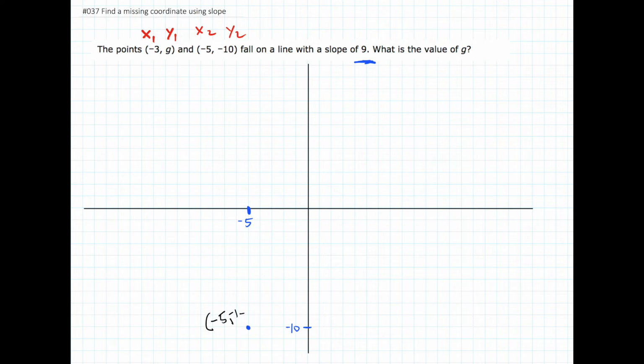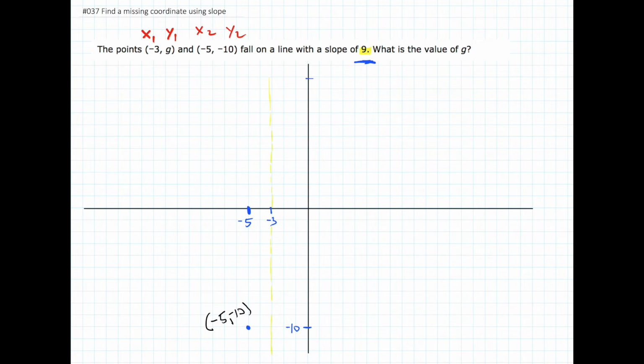All right, the other one is -3, 1, 2, 3, comma something. We don't know g. G is some y value. It could be there. It could be up here. We have no idea where it is. All we know is that the x value is -3. So we know that the y value is somewhere along there. But we do know a slope. They give us a slope.